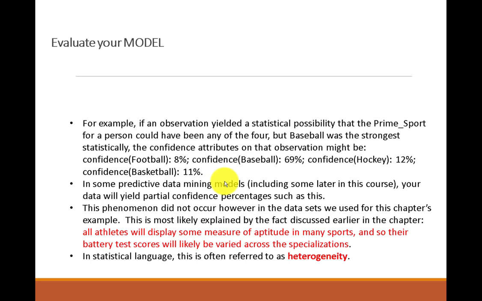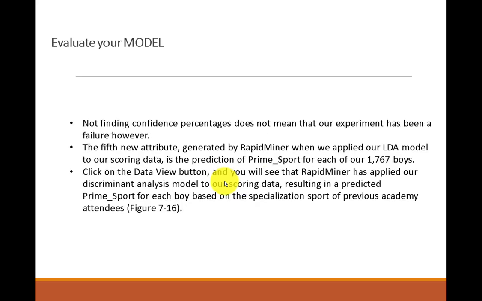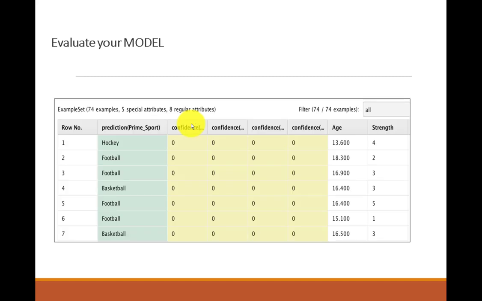We call that specific variation across this type of specialization in this battery testing score, because this data has this type of categorical information. LDA is really the best fit for it. The note here is that if you didn't see the confidence percentage, that doesn't mean our experiment was a failure. Don't worry about that. Be confident that based on the pattern in the LDA model, that's what you're going to come up with, and your model is correct.